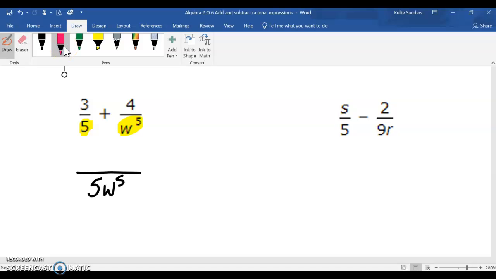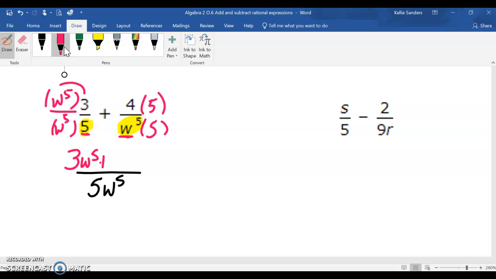Now, what we have to do is make both of our original bottoms 5w to the 5. So what would we multiply 5 by to get 5w to the 5? W to the 5, right? What would we multiply w to the 5 by to get 5w to the 5? 5. But if you have to multiply the bottom, then we have to multiply the top also. So that would be 3w to the 5. 4 times 5 is 20.